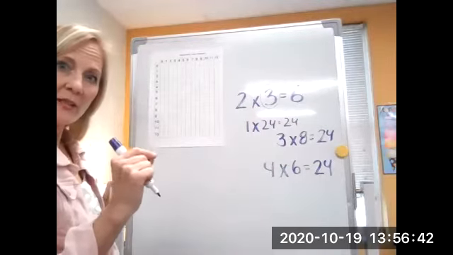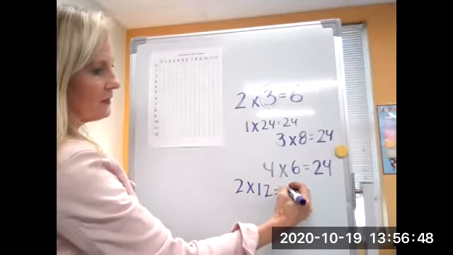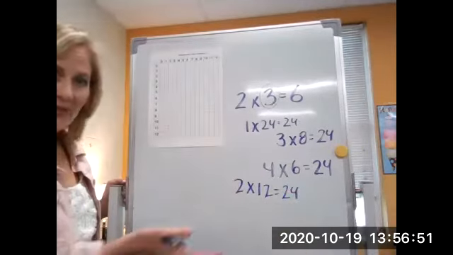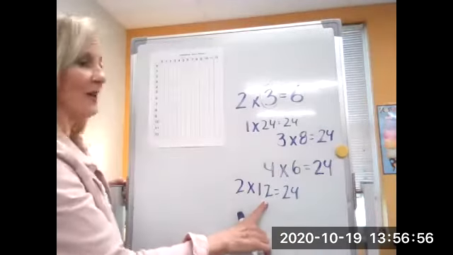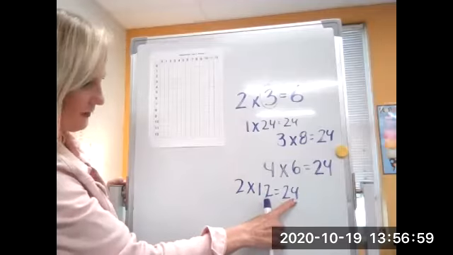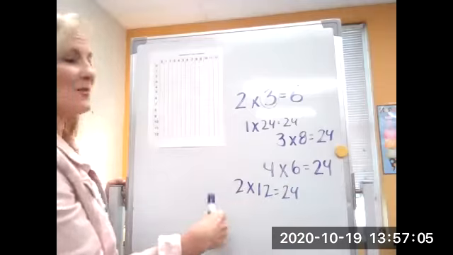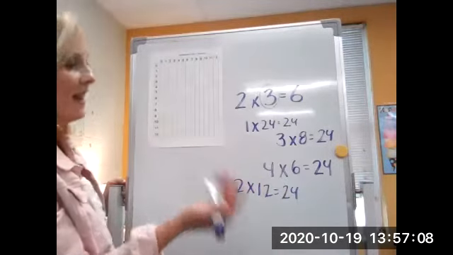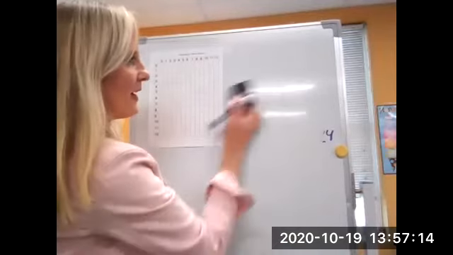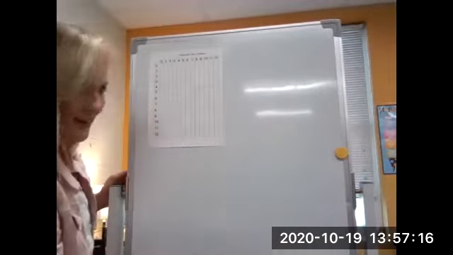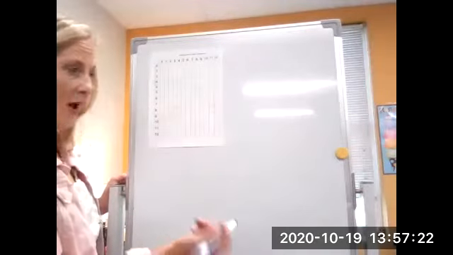And then can you think of any other ways to make 24? If you thought 2 times 12, or 2 groups of 12, you're exactly right. So we can say 24 is a multiple of 12. Why? Because 12 times another factor makes 24. We can say 24 is a multiple of 2. Why? Because 2 is one of the factors that we multiply together to get 24. So keep that in mind, because students often get mixed up between factors and multiples. So if you keep that in your mind, you won't have that problem.